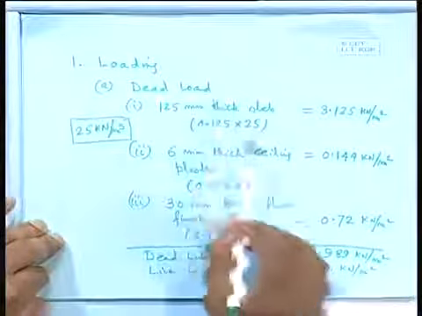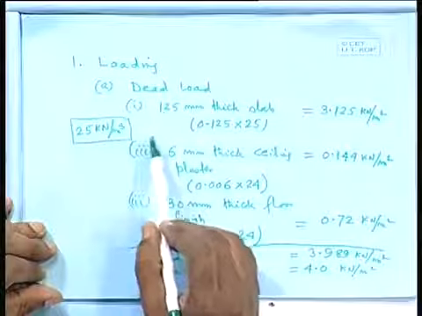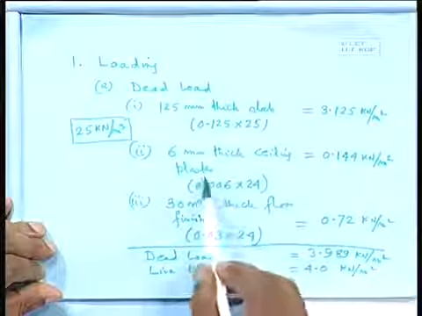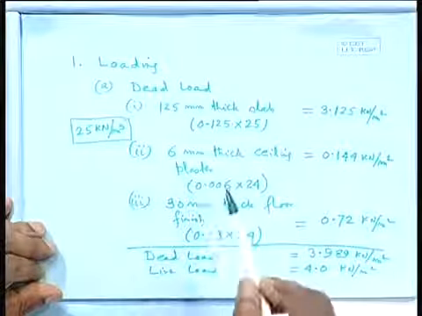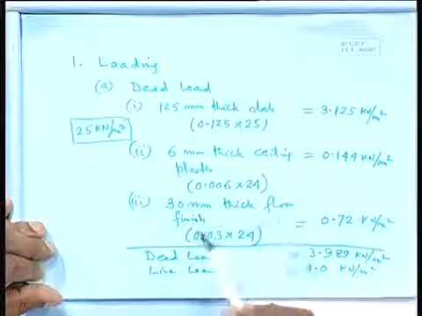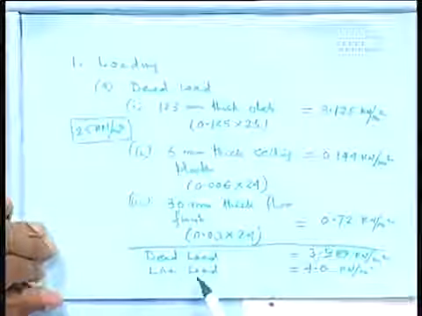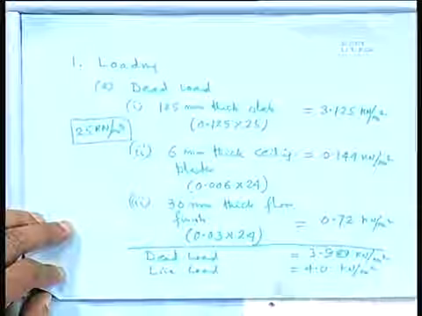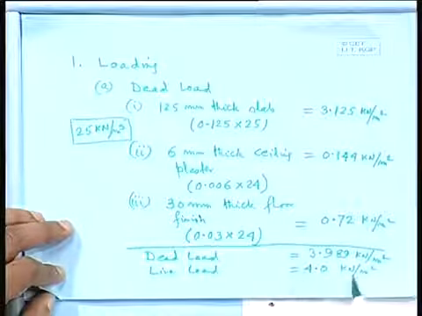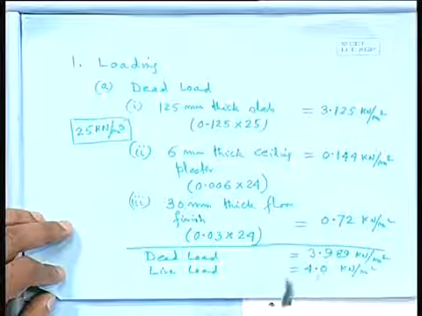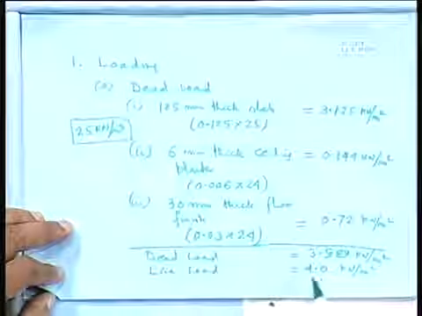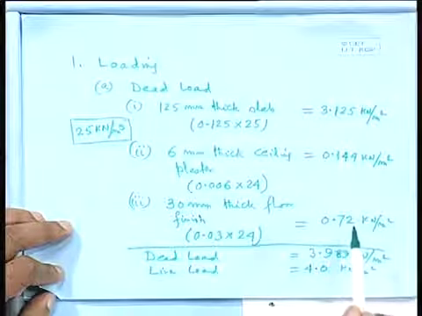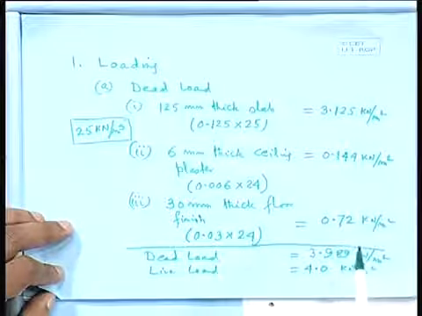So, dead load we have calculated taking 25 kilonewton per meter cube for the concrete unit weight, a 6 millimeter thick ceiling plaster at the bottom of the slab, and 30 millimeter thick floor finish at the top of the slab. Taking that, we are getting dead load 3.989 kilonewton per square meter, and live load that we have taken 4 kilonewton per square meter, which we can get for a specific purpose. Since it is not mentioned, we have taken 4 kilonewton per square meter, but for a specific purpose for that particular building, we can get the appropriate loading from IS 875.